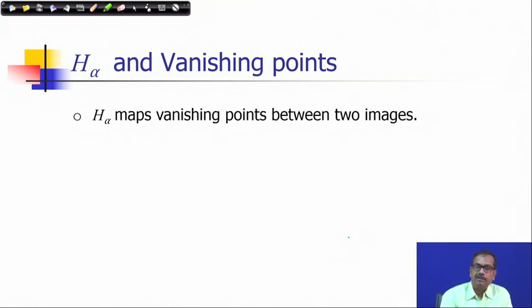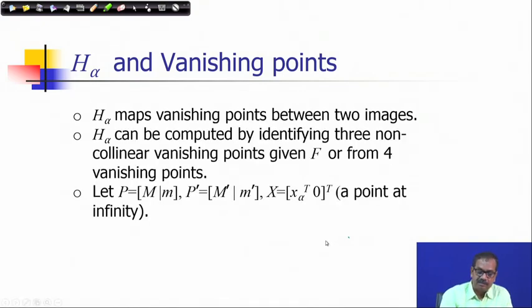H infinity maps vanishing points between two images, and it can be computed by identifying 3 non-collinear vanishing points given F, or from 4 vanishing points. We discussed earlier that given 3 points and the fundamental matrix, you can compute the homography. So, if you have vanishing points and corresponding vanishing points, you can compute H infinity in that case, or you can get 4 pairs of vanishing points and compute H infinity.